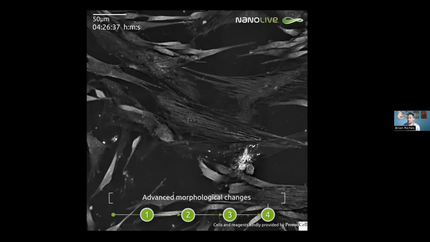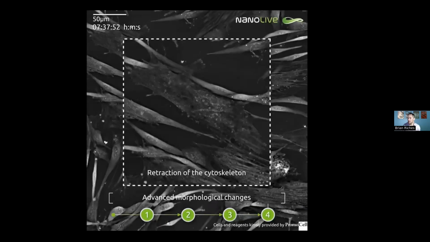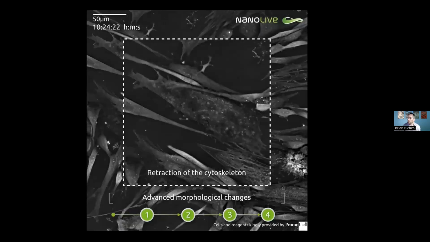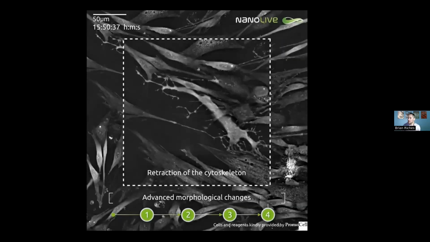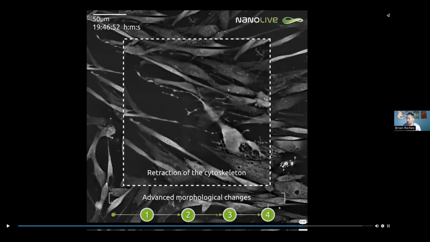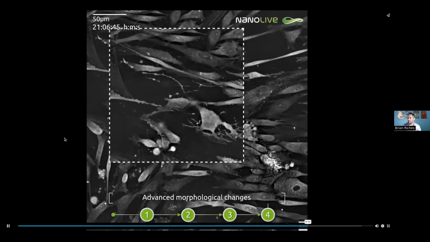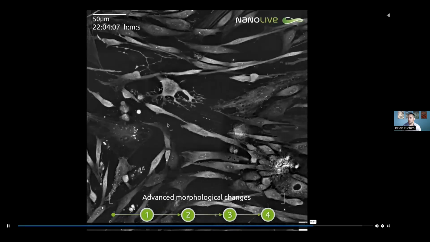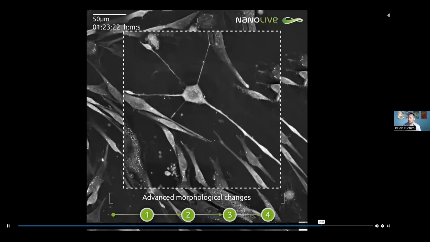So it'll zoom in on a specific area. A lot of these cells are trying to become neurons. And we can see this stem cell is pretty far into the process, retracting its cytoskeleton, and now we see the stem cell is a neuron. So you've got the cell body, you've got some dendrites, you've got an axon, and the next step in this process will be it'll reach out and try to communicate with other neurons.